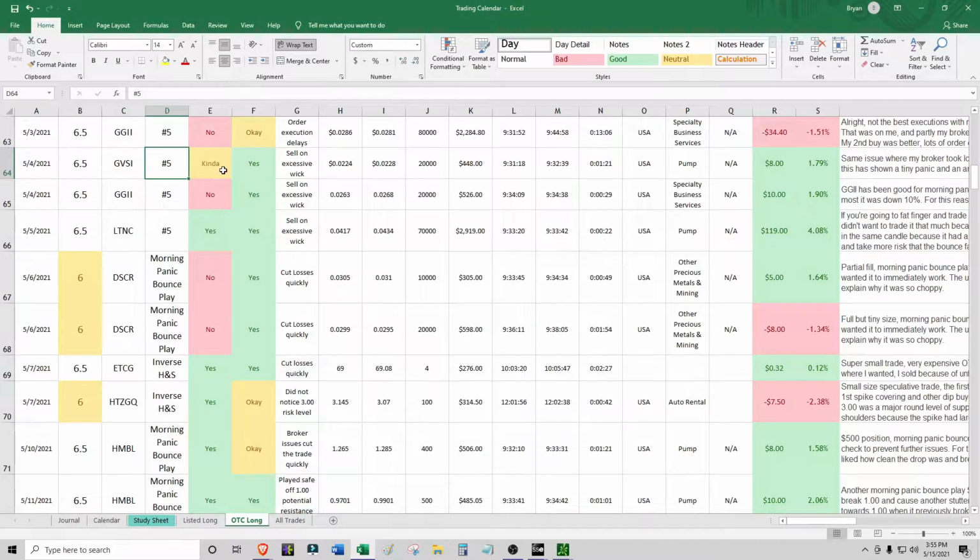Morning panic bounce play. Did the setup work? Kinda. Did I trade it well? Yes. Sell on excessive wicks. So let's go ahead and see. 931, I got in the trade at 224.